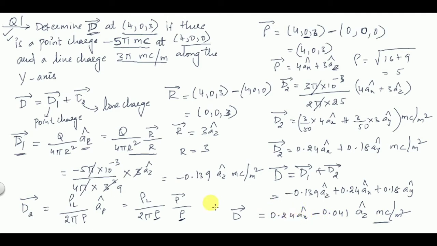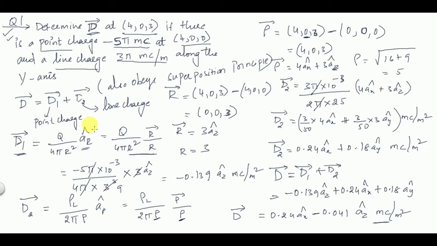Okay, so this is how we can solve any question if they ask for different types of charges, one for a point charge, another for a line charge. From this we can conclude that D bar, that is flux density, also obeys the superposition principle.